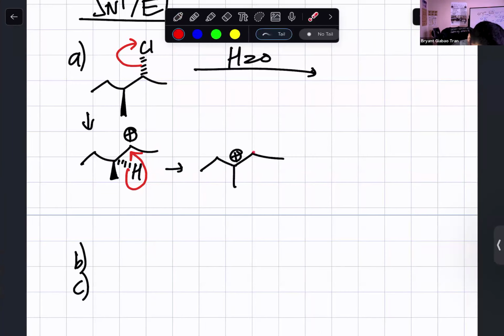And that makes this carbon here neutral now because this carbon gained a bond to the hydrogen that shifted. Whereas this carbon here lost the bond to the hydrogen, making that a positive charge.